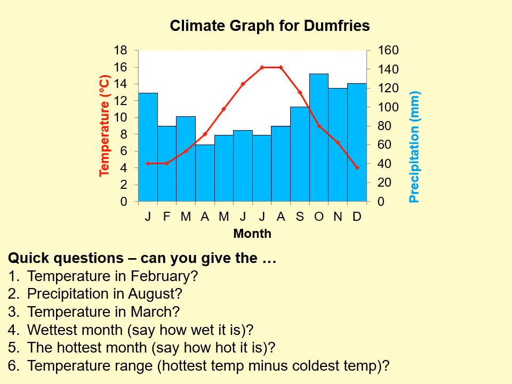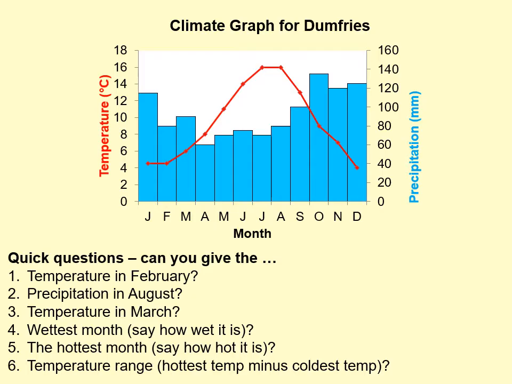Okay, so you should have read that off the right hand side of the graph. Again, if you didn't put millimeters, you do not get a mark. So the answer to number 2 was 80 millimeters. Okay, number 3 is the temperature in March, and in March the temperature was 11 degrees Celsius. Give yourself a tick. If you didn't put the units, no tick.